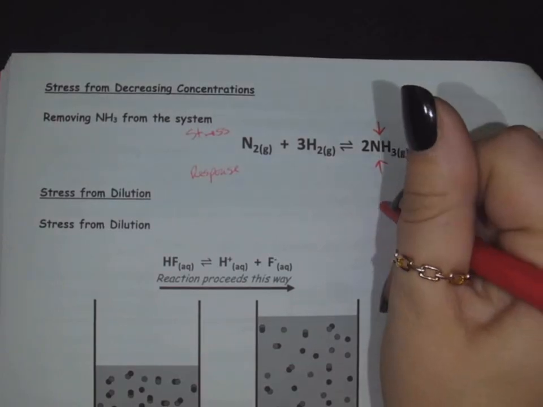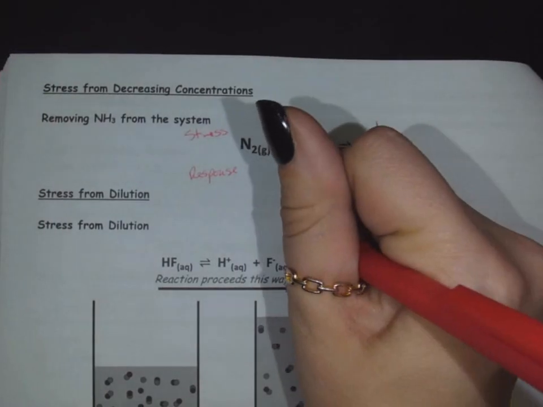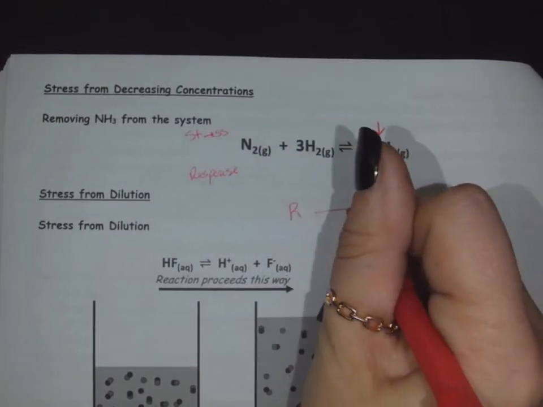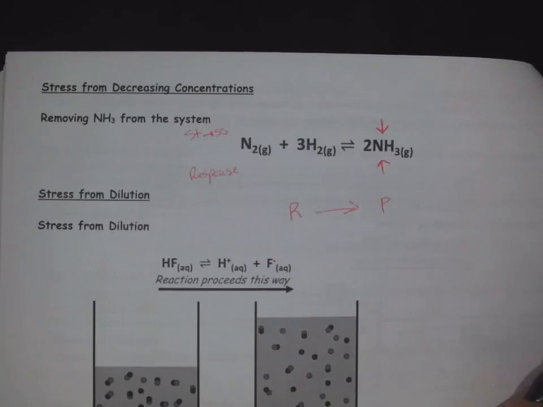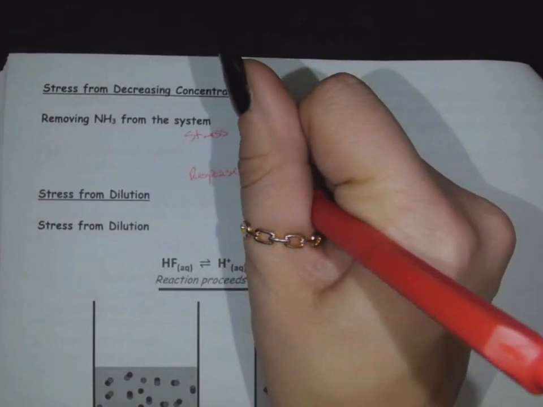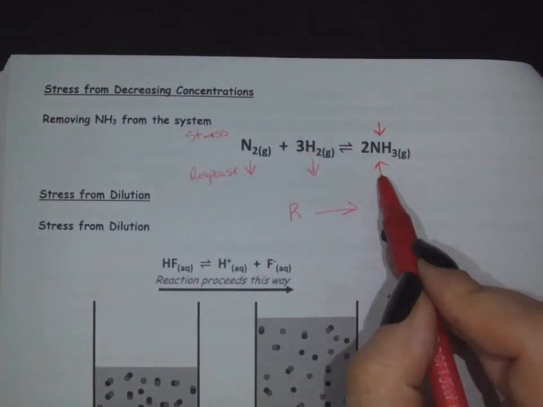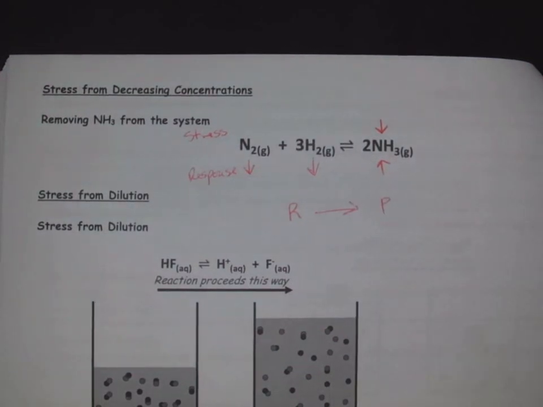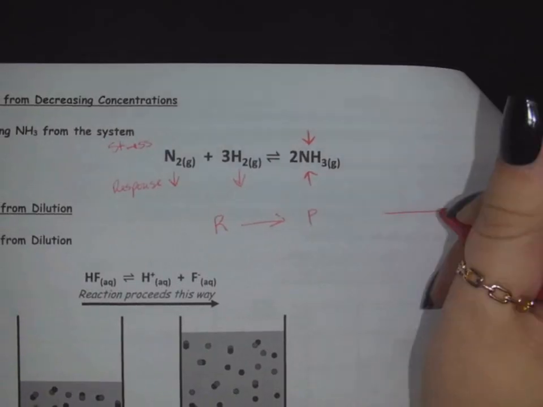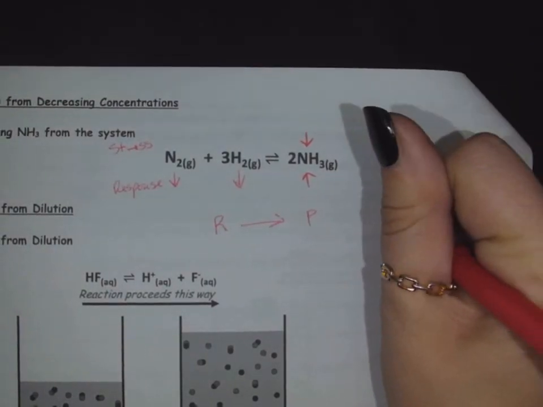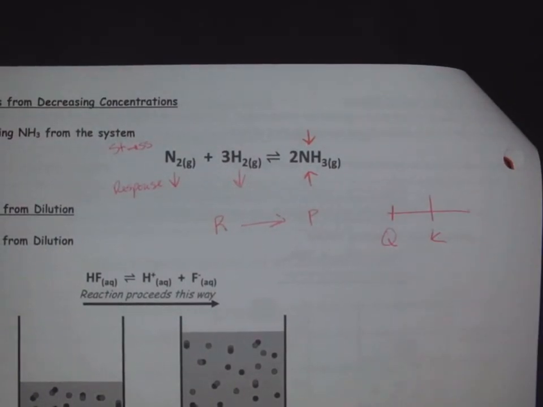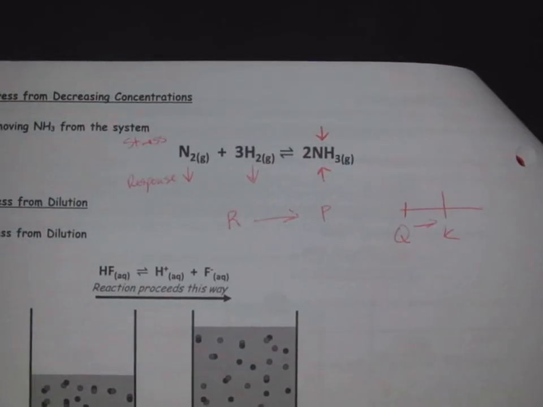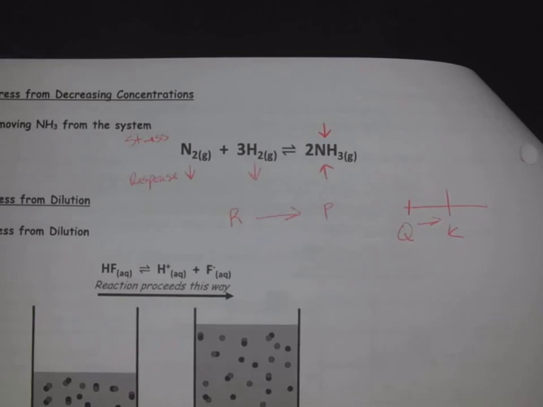Well, NH3 is a product. And so in order to make more of this product, the reaction is going to favor the forward reaction. That means reactants are going to decrease in order for this product to increase. Again, we could also say that Q, as a result of the stress, is now lower than K because we're going to favor the forward reaction to get back to K. Cool.